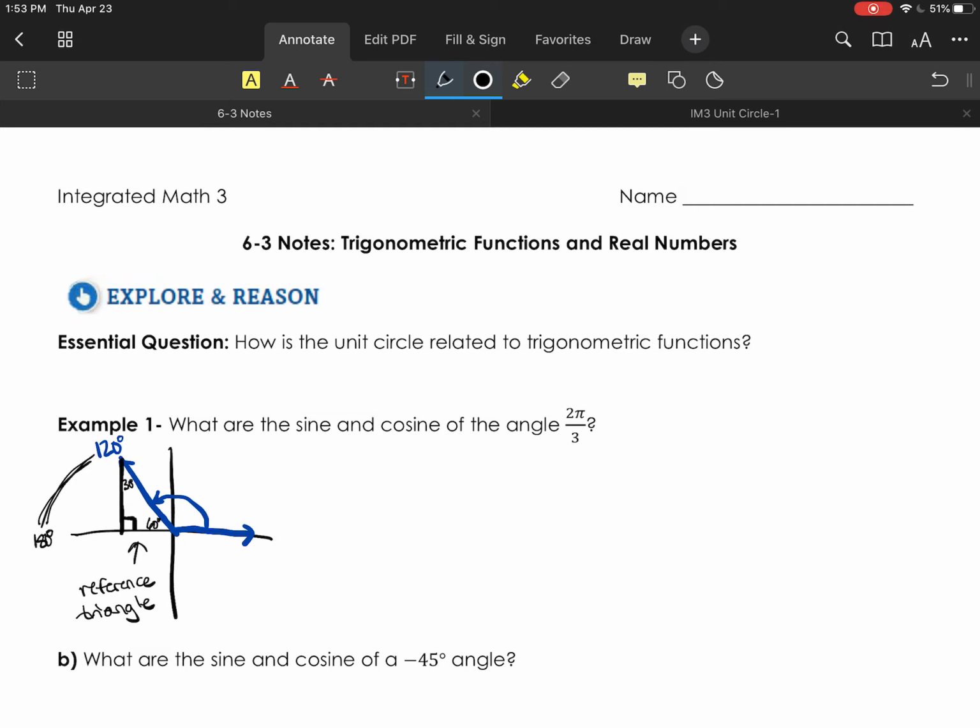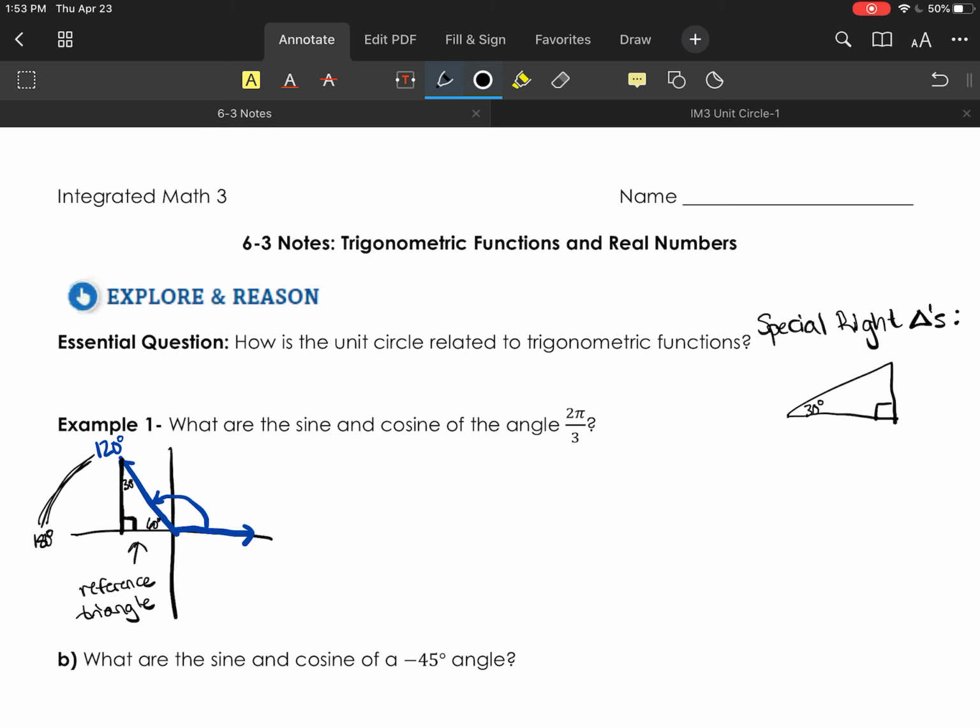There are two special reference triangles, and I'm going to draw them over here. I'm going to call them special right triangles, and they will come in handy all the time. So the first one is a 30, 60, 90. That's what we just drew. You can draw it any way you want.